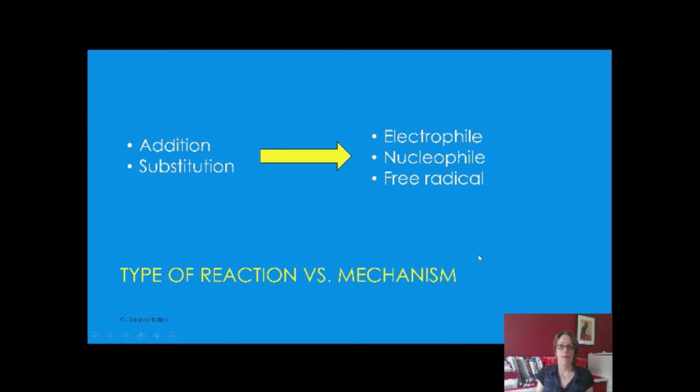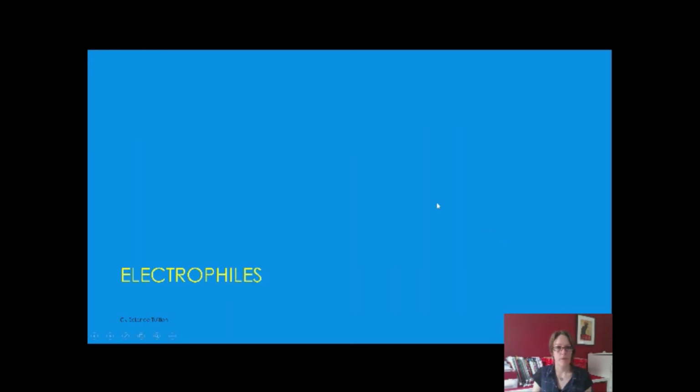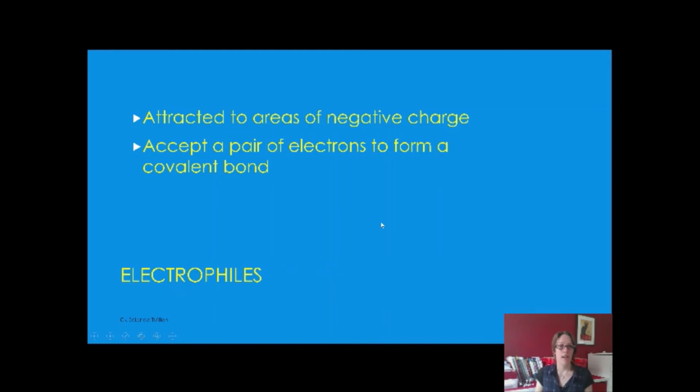So how can we tell the difference between them to make sure that we get the right type of mechanism, especially if we've spent a long time learning it, so we don't get confused? Let's have a look at our definitions for those three different types of reagent. An electrophile is attracted to an area of negative charge. In a sense, that means a carbon-carbon double bond. It just doesn't mean anything else in the organic chemistry that we study.